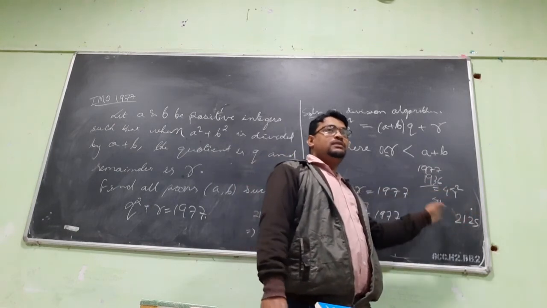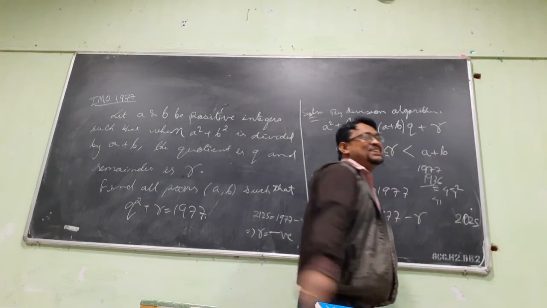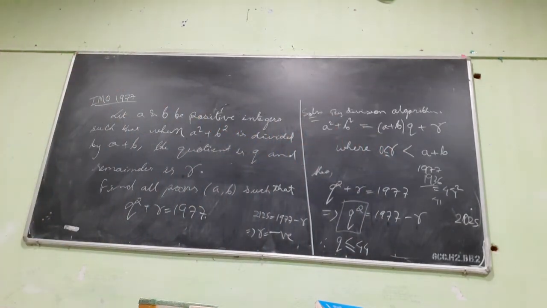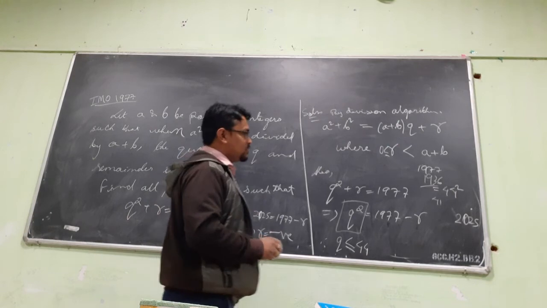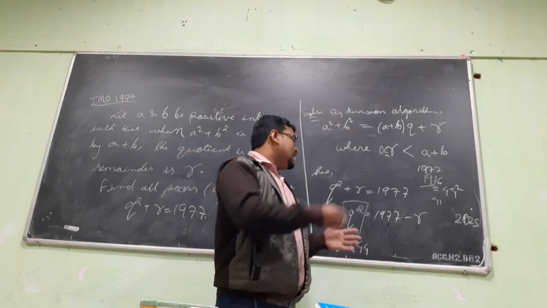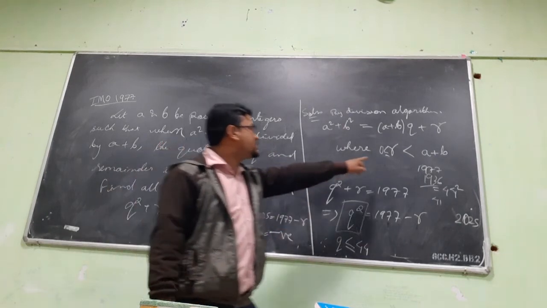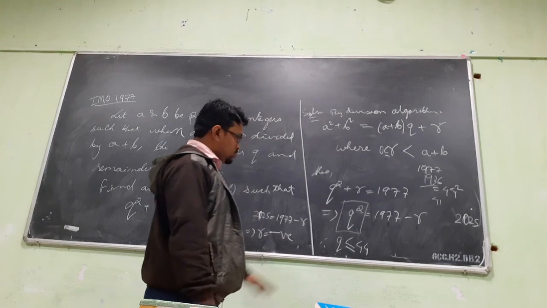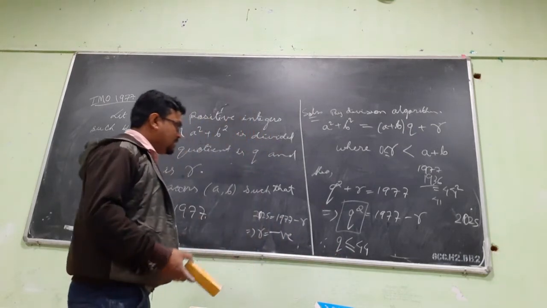45 square is 2025, and then it becomes negative. If you go to any other higher value, it will become negative, and that is not allowed because R is the remainder. It lies between 0 and the divisor. So we have an upper limit for Q: Q is less than or equal to 44.